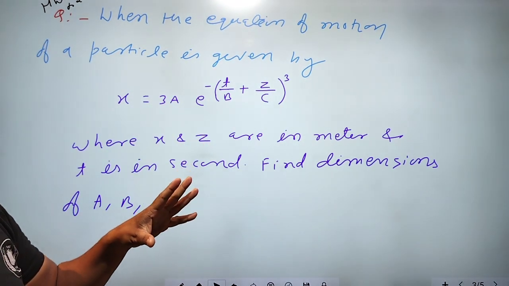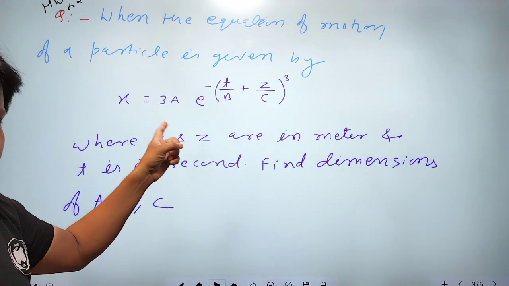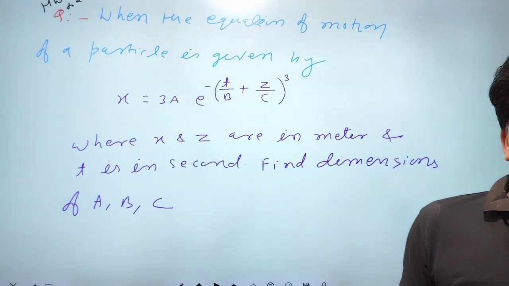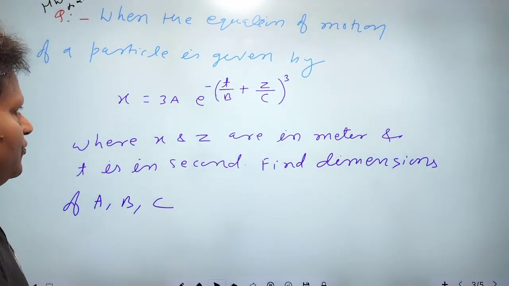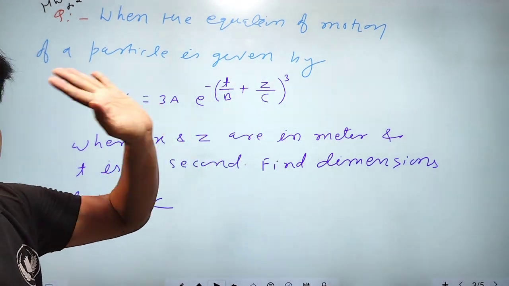Dimension of 3A. Dimension of 3 is 1 and dimension of A will be equal to dimension of X. X is in meter, therefore dimension of A will be equal to dimension of X, which is equal to L, because X is in meter. Okay?